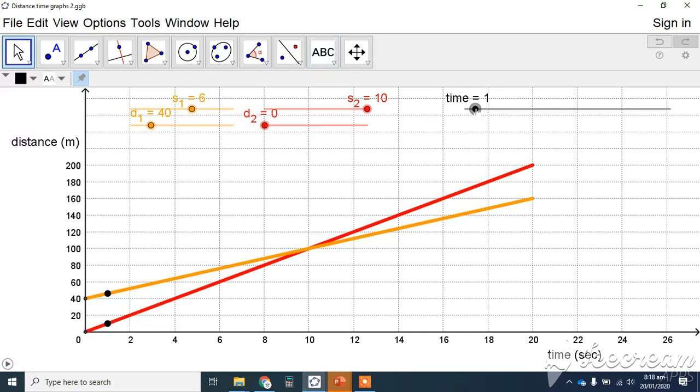Now, because the red line, runner 1, has a steeper gradient, they're going to catch up to runner 2. So as I keep going with my time, they're catching up, and you can see they've caught up and they're at the same distance at 10 seconds. At 10 seconds, both runners are at 100 meters. So as I keep going now, runner 2 has overtaken runner 1, and when I get to the end of the race, or get to 20 seconds, you can see runner 1 has got to 200 meters, but runner 2 is only at 160 meters.